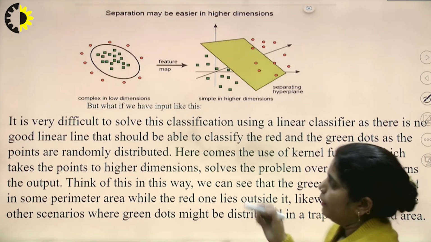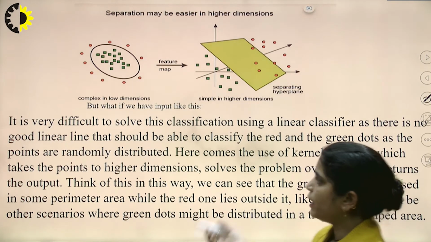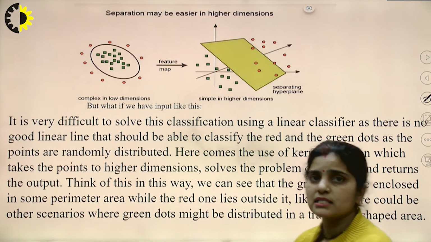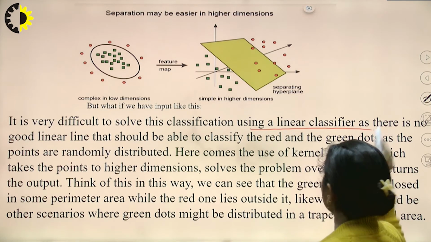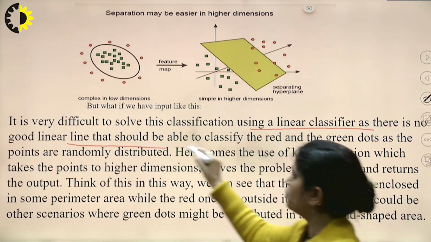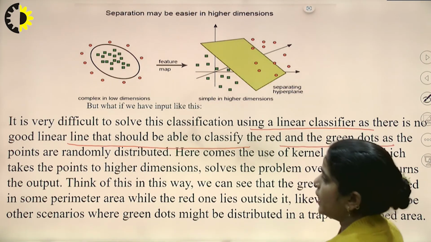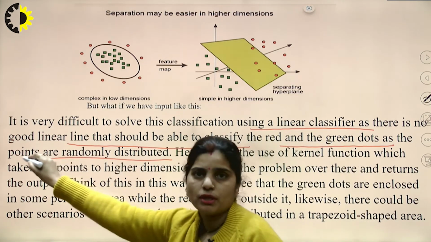Now we can identify that it is difficult to solve this classification using a linear classifier, as there is no good linear line that is able to classify the red and green dots, as the points are randomly distributed here.